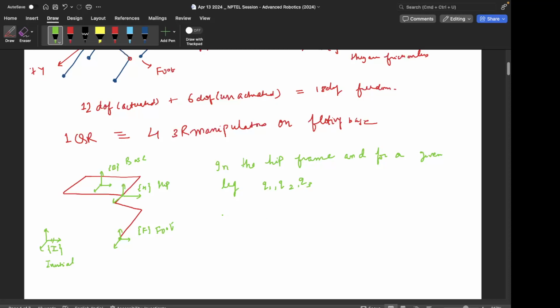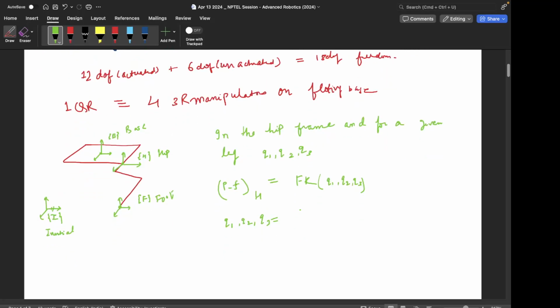And the end effector position, let's say PF, in the hip frame is just the forward kinematics of this q1, q2, q3, and if this is known, the reverse operation would be the inverse kinematics. So given the position of the foot in the hip frame, we do the inverse kinematics to get the joint angles, right?